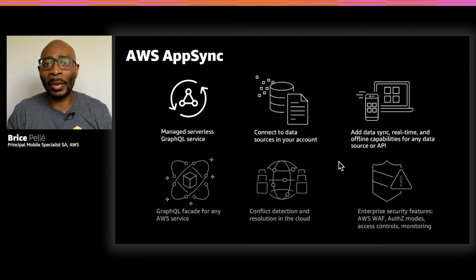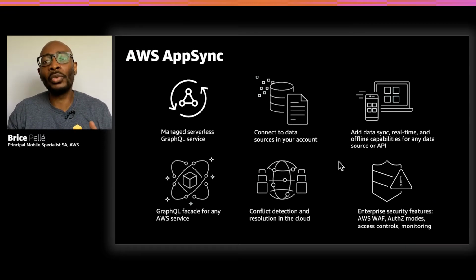One of the great things about AWS AppSync is that it allows you to connect to any AWS service on your API. So you can use it to connect to any AWS service that you want by using the HTTP resolvers. It also allows you to do things like implement conflict resolution and conflict detection in the cloud.